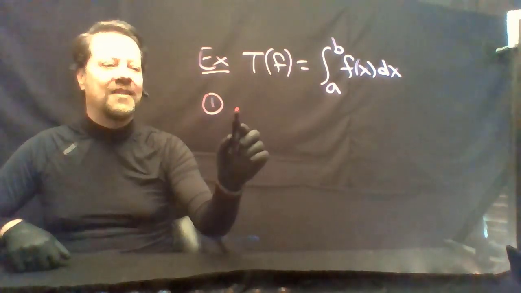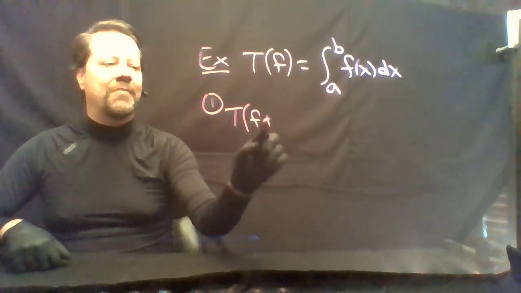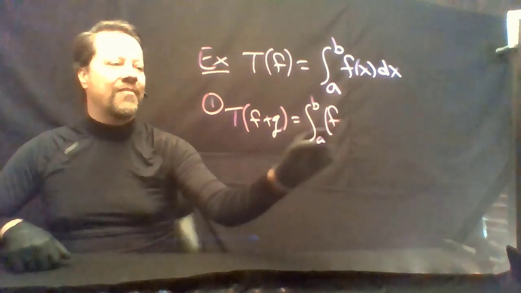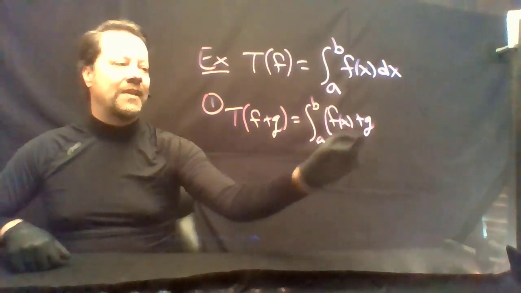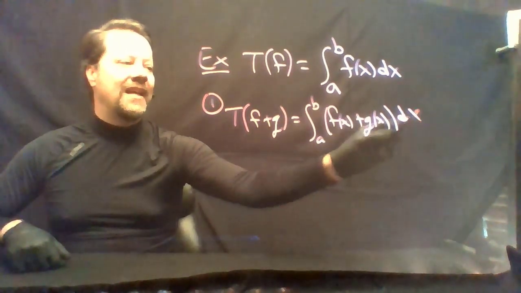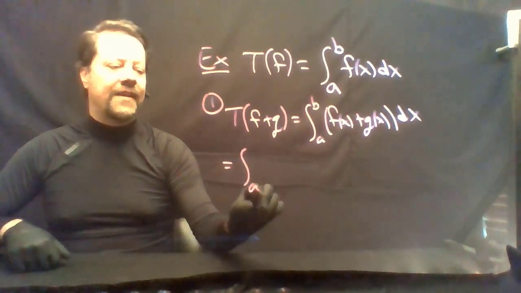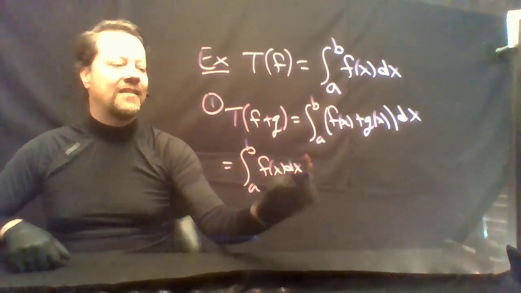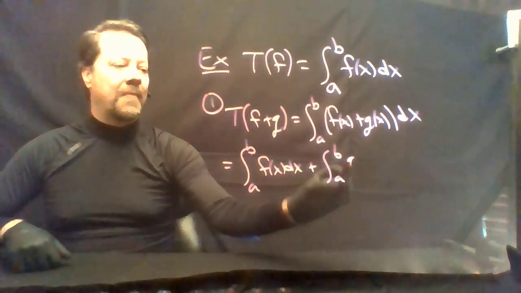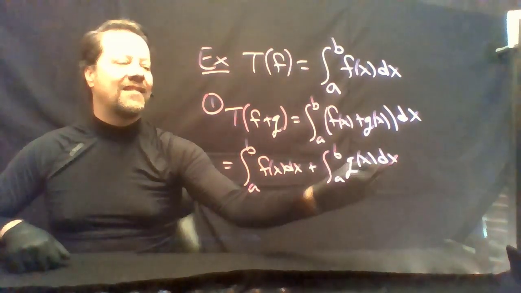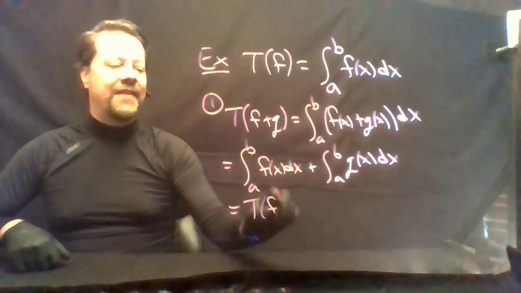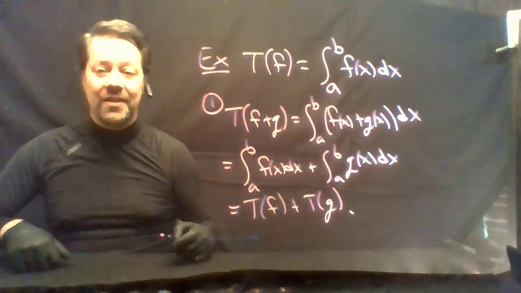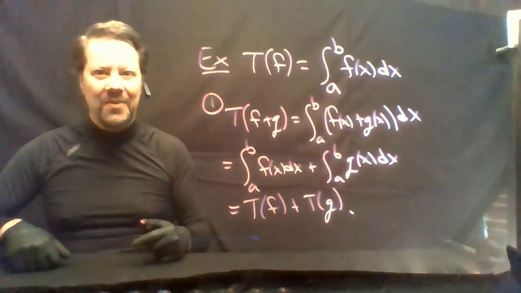We can check. T of f plus g is the integral from a to b of f of x plus g of x dx, which you know is equal to the integral of f of x plus the integral of g of x, which is T of f plus T of g. It satisfies the first property of linearity. What about the second property?